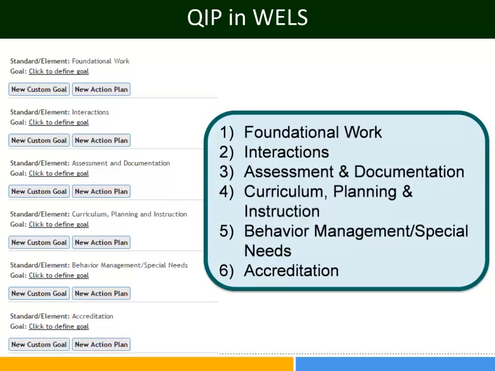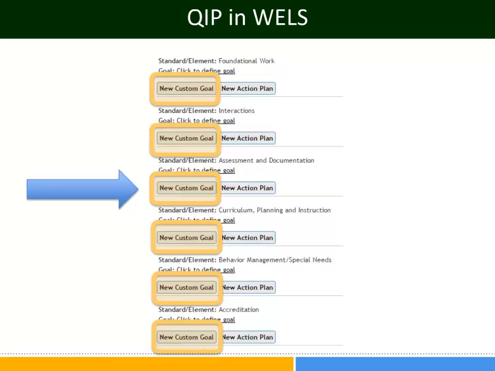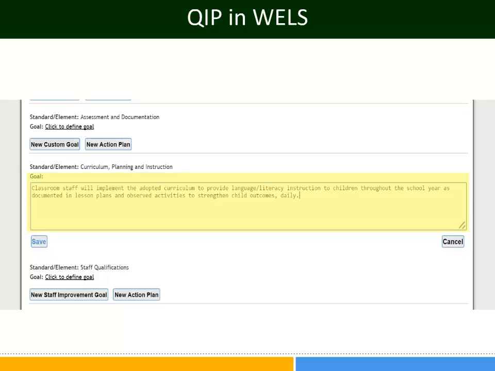Choose a content area for the desired change or improvement for which you will enter a custom goal. Remember, your options are foundational work, interactions, assessment and documentation, curriculum planning and instruction, behavior management and special needs, and accreditation. To enter your custom goal for the chosen content area, click on New Custom Goal. In the space provided, enter the custom goal you have developed for the content area you have selected. Once you have typed your custom goal, click Save.